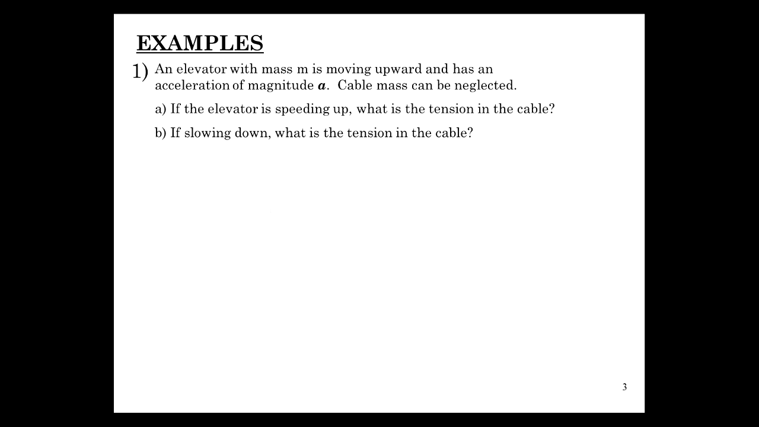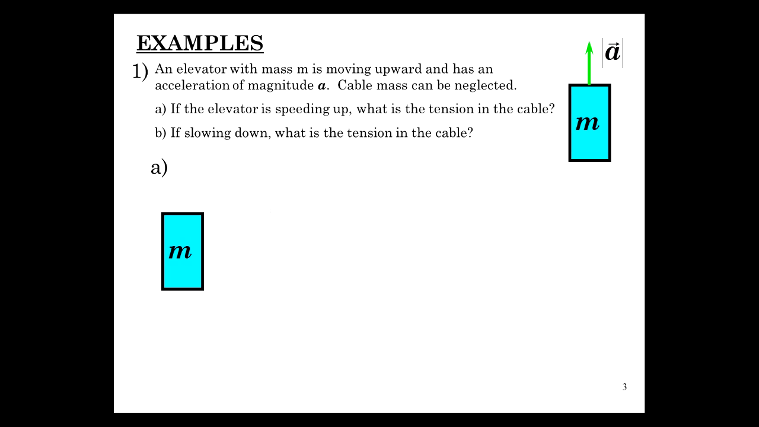So let's dive into the first one here, which is an elevator of mass m, moving upward, having an acceleration a. Cable mass is neglected. So two situations. In one, the elevator is going to be speeding up, and the other, it's going to be slowing down. And we're going to figure out the tension in the cable in those two situations. So here's our elevator, mass m. The acceleration is upward. Let's draw a free body diagram.